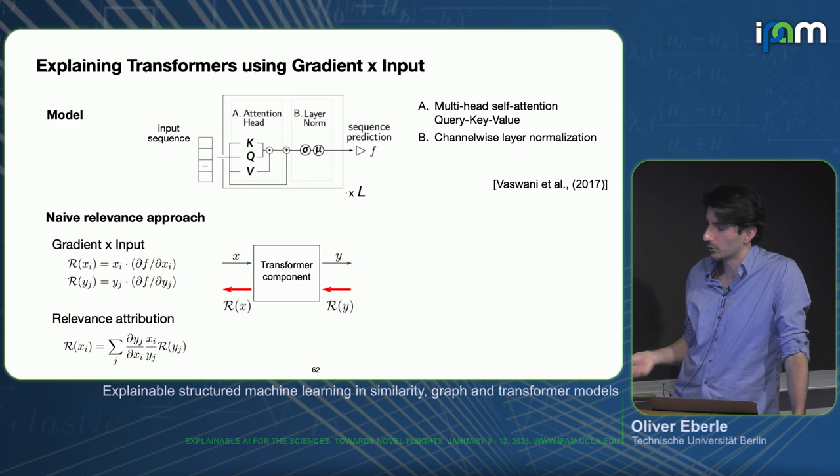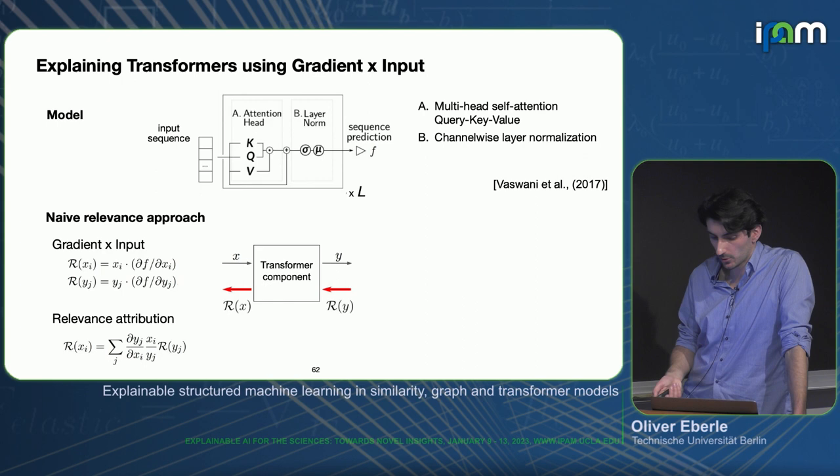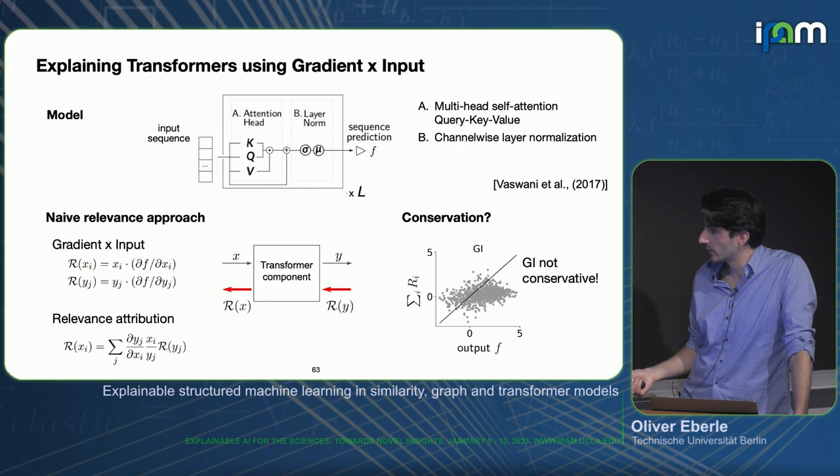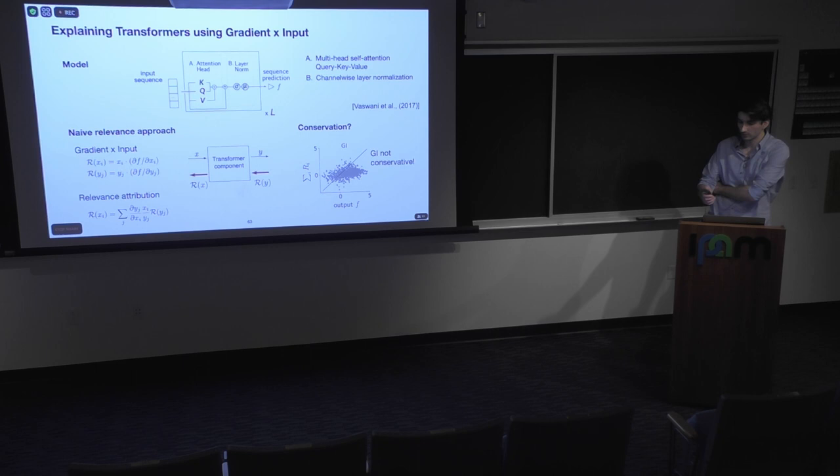So good explanation techniques typically fulfill this conservation principle in order to give you a robust and meaningful explanation. We tested this conservation property for this naive computation using gradient times input, and unfortunately we saw that these are not correlated. Here you can see the output score of your model in comparison to the sum of what you observe at the input. These are your explanations over your input sequences, and you just sum all the contributions, and you see there's basically no correlation between the output function you're explaining and what you see at the input. So unfortunately, gradient times input is not very useful in this naive formalization.